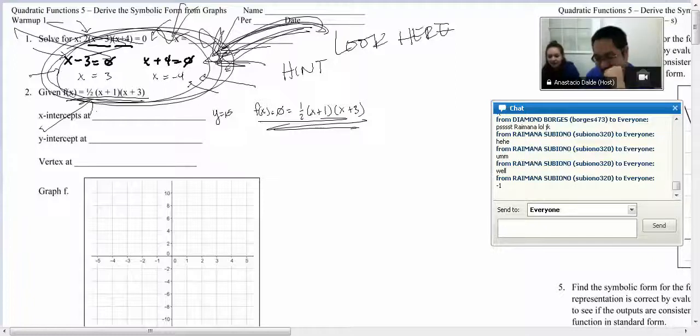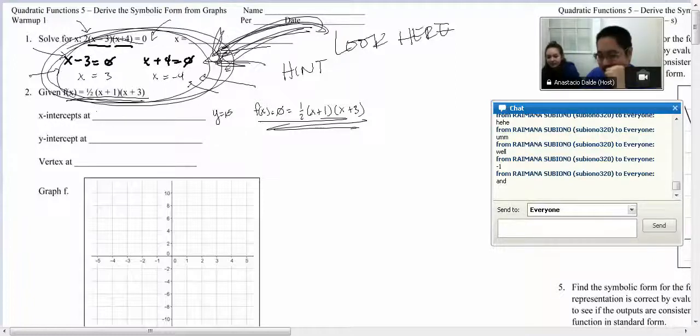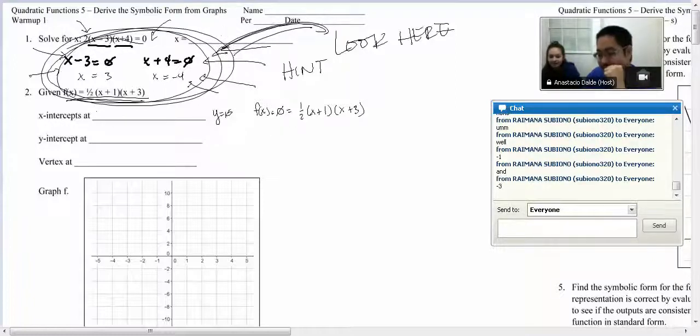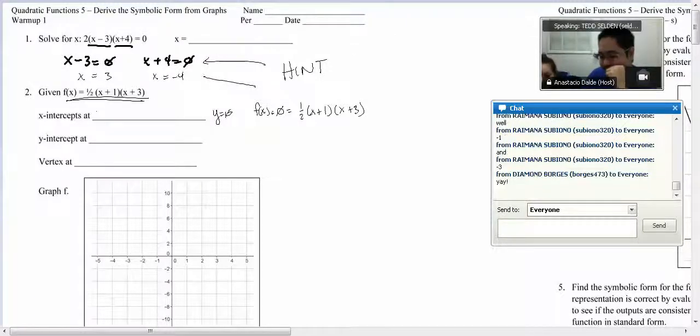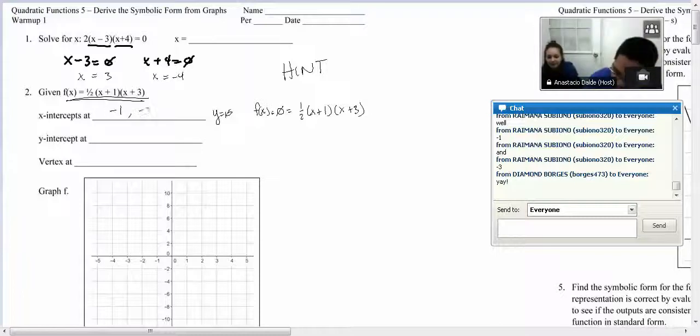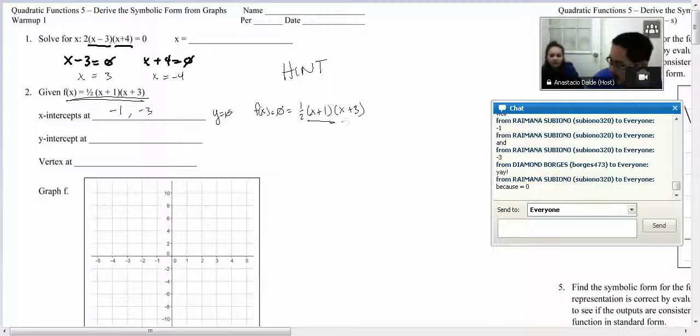Okay, fine. Romana's actually got it. Exactly. It's -1 and -3. Because you set this equal to 0 or you set that equal to 0. Boom. That's right. Alright, you guys ready?